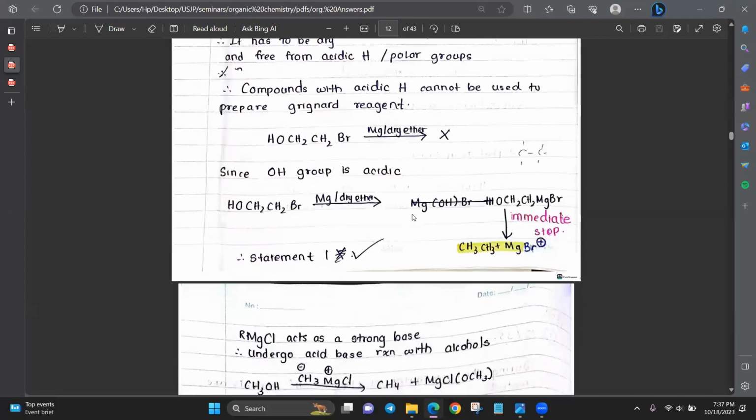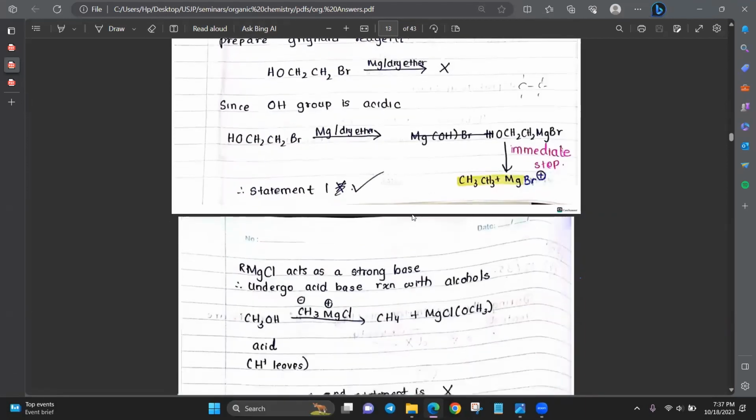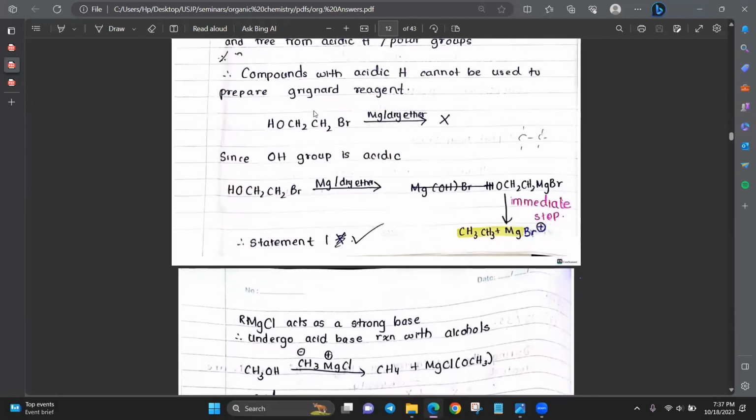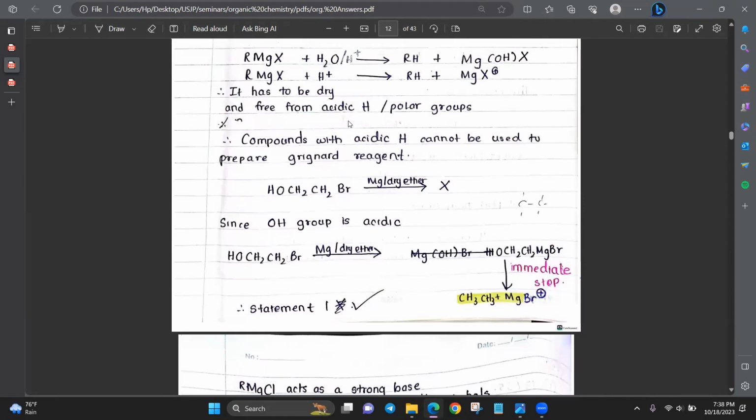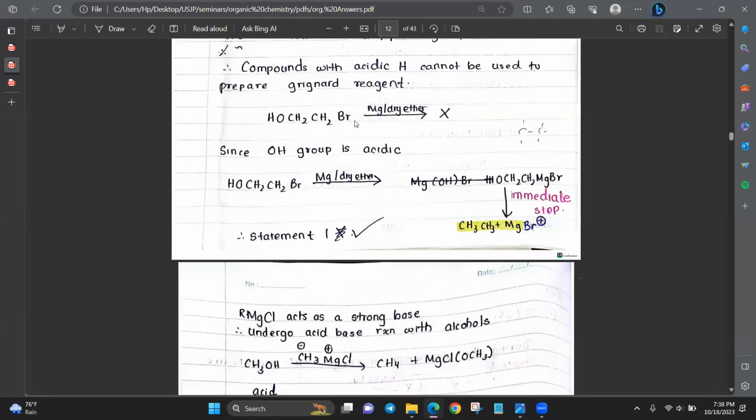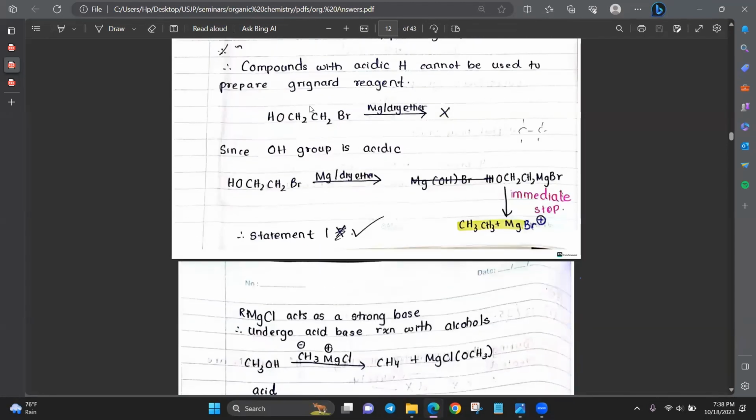Therefore, compounds with acidic hydrogen cannot be used to prepare the Grignard reagent. If we consider our given compound, this is an alkyl halide with a hydroxyl group. Hydroxyl group means this hydrogen is acidic. That means magnesium is going to react with this hydrogen of the alcohol group, and therefore the Grignard reagent cannot be formed.